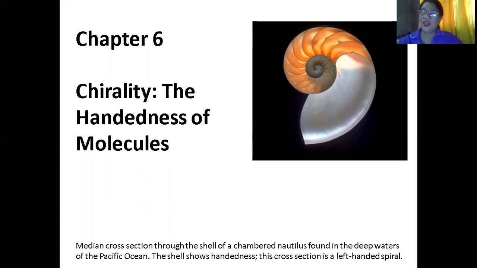As you can see here, this is a shell. This shell is taken in cross section. In the deep waters of the Pacific Ocean, this is a chambered nautilus. As you can see, its spiral has its handedness. Where will it turn? It turns to the left. There are also shells wherein the handedness of the cross section turns to the right. So this is our topic today.